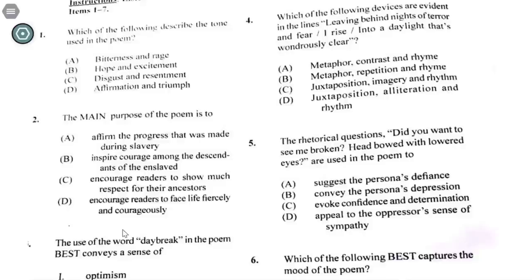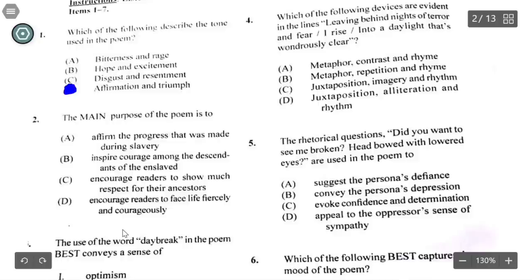So affirmation and triumph. I would say that's the best suited answer for this question, because the poet, or the writer, whatever you want to say, is saying, despite all that you did to me, I overcame that and I rose above it, and I am who I am now because I overcame the oppression or your oppressive actions towards me. So that's why I would have chosen D.